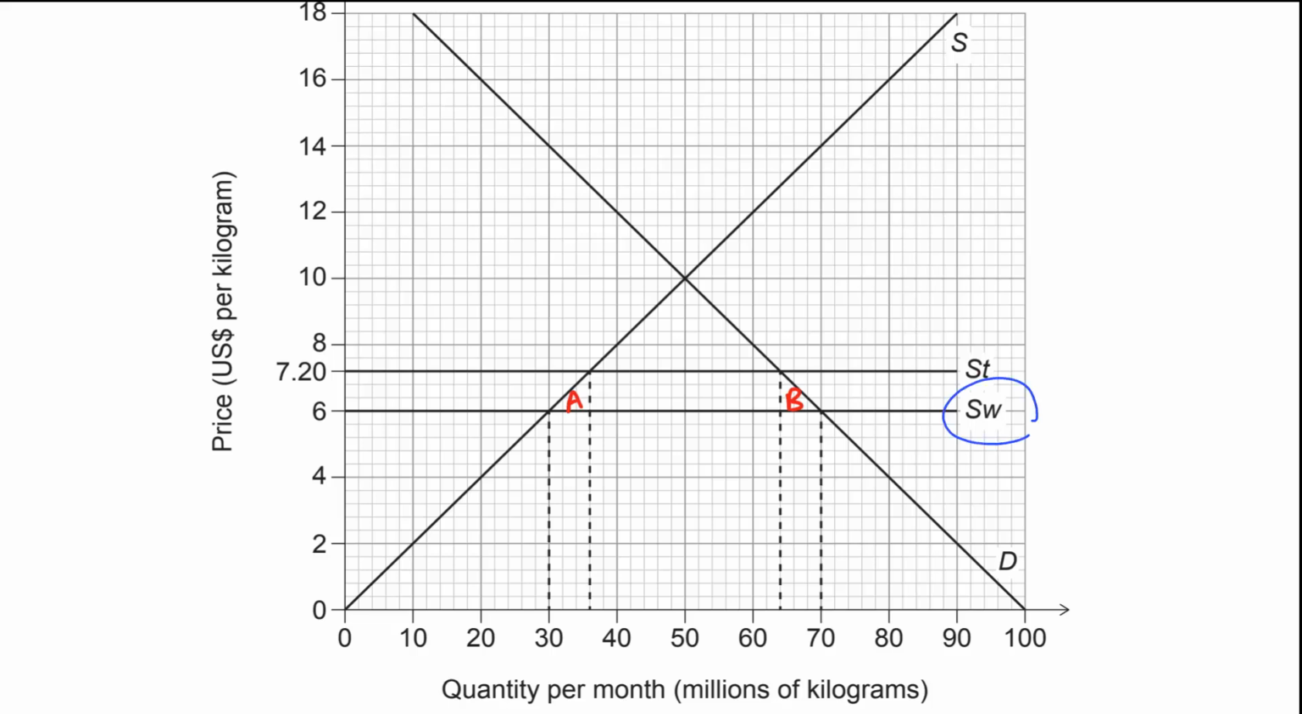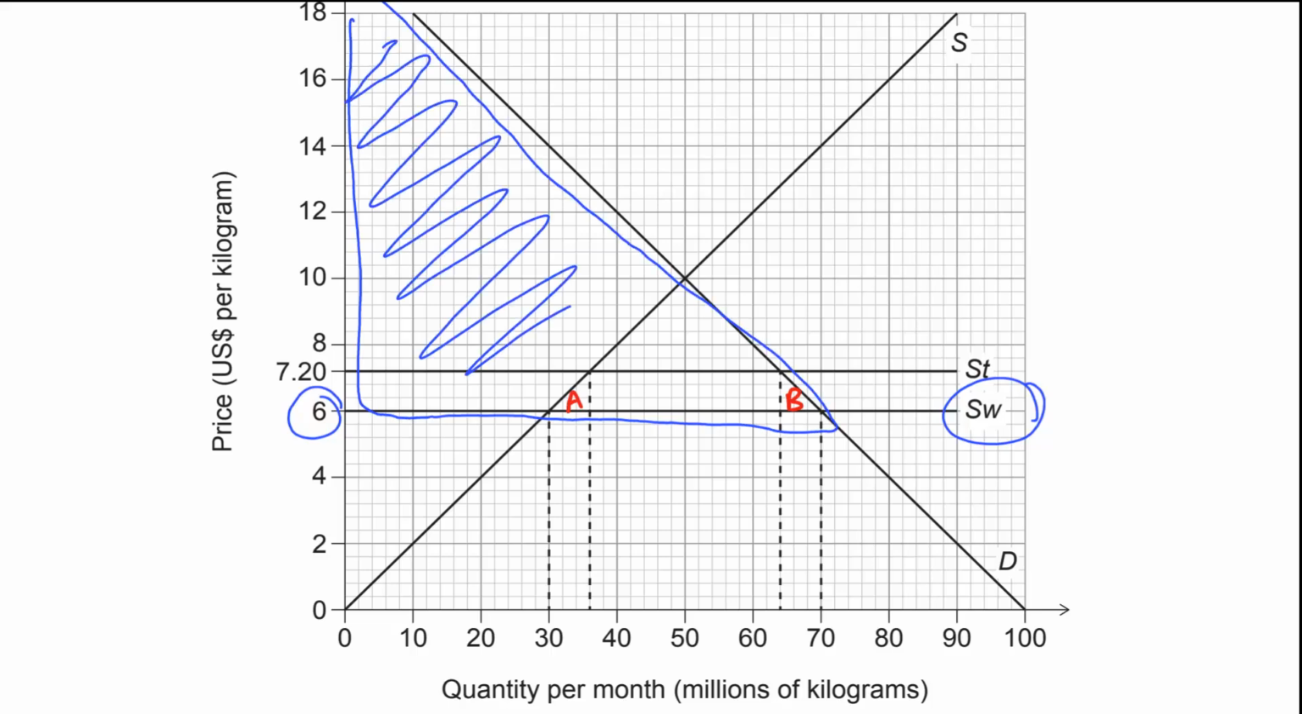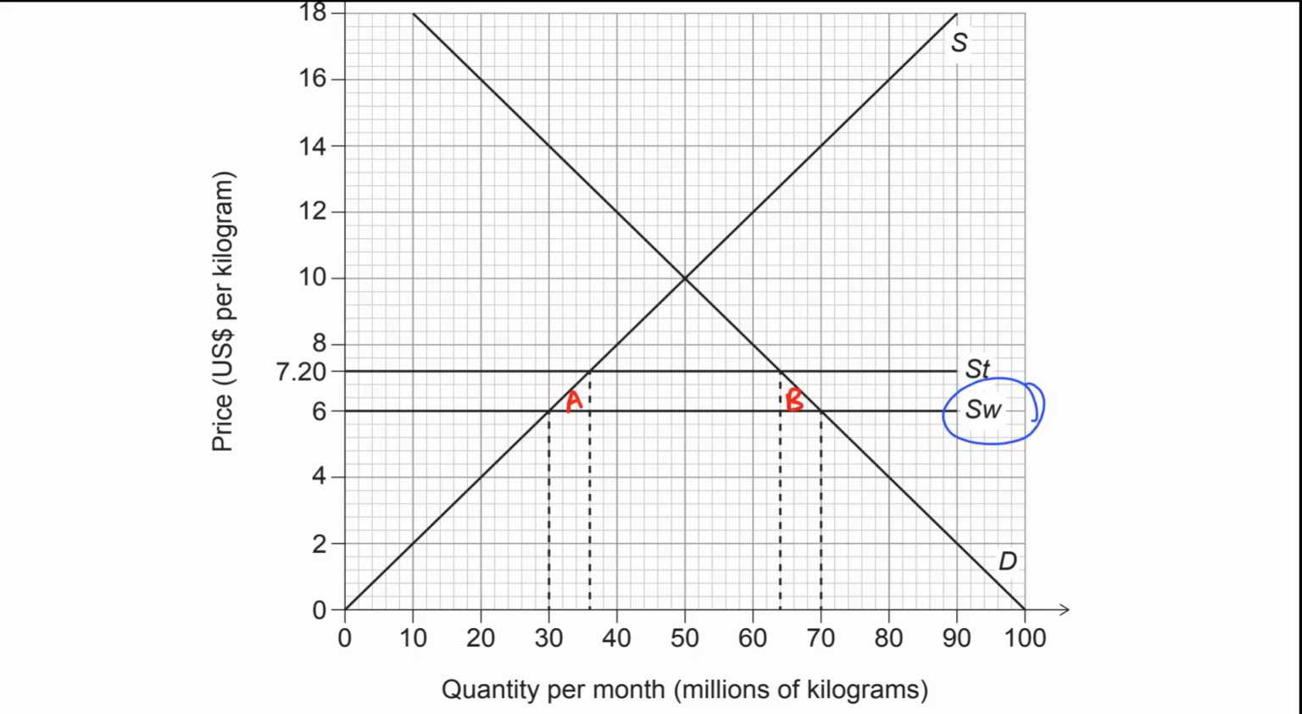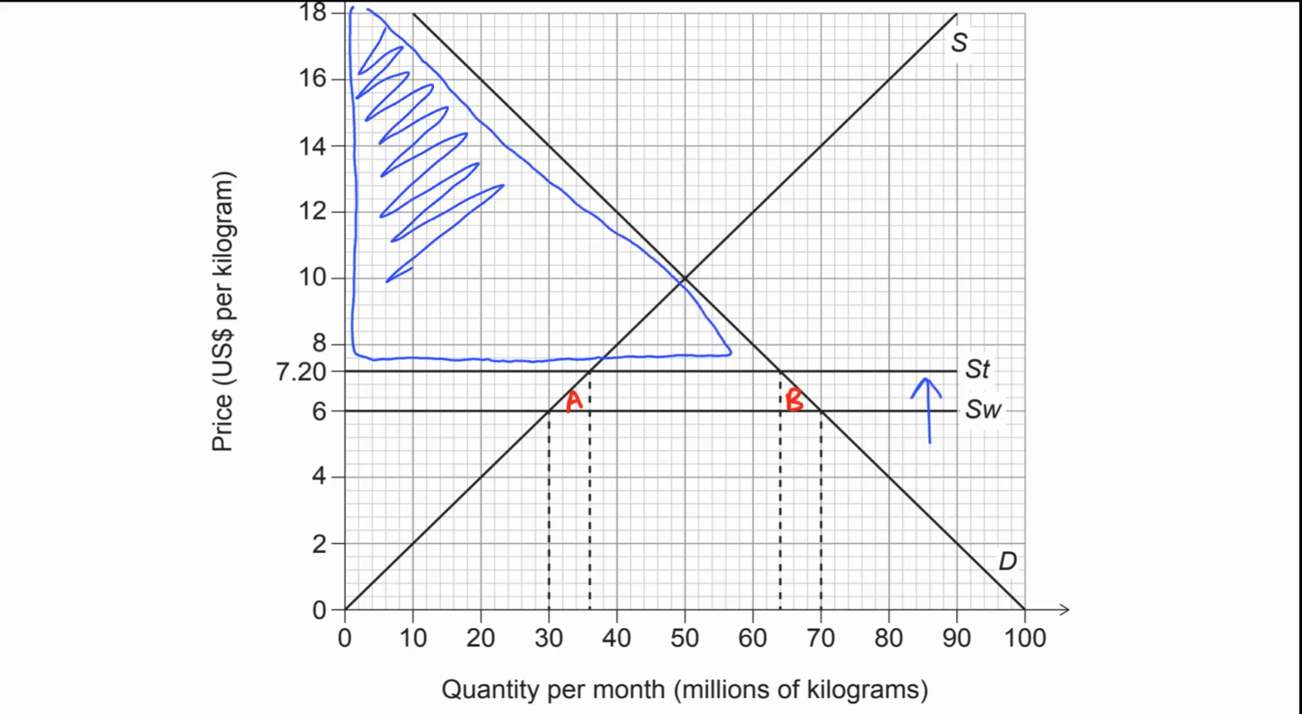Let's say if we were able to import wheat at world prices, which is $6 per kilogram, consumer surplus would be equal to this large triangle over here, and that incorporates the big triangle that I've got shaded. When you impose the tariff, what's going to happen is that world supply is going to move from the world supply curve SW to ST, T for tariff, and as a result, consumer surplus is going to shrink into this smaller triangle.